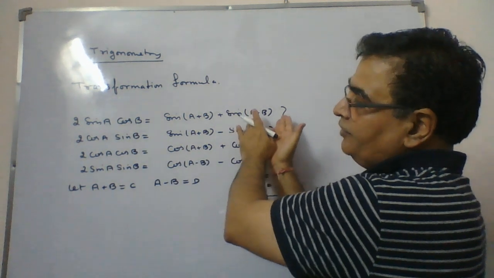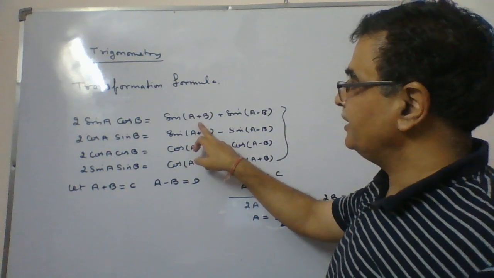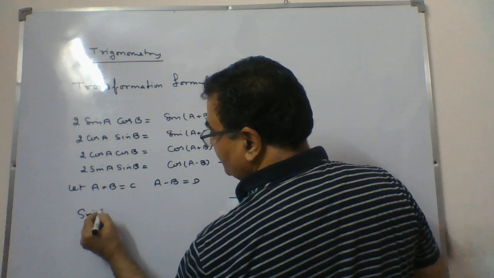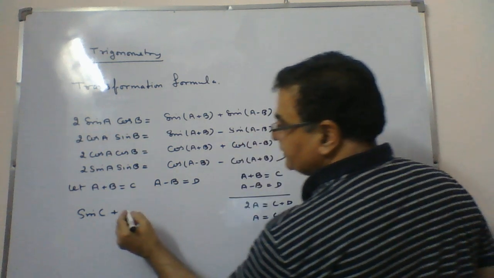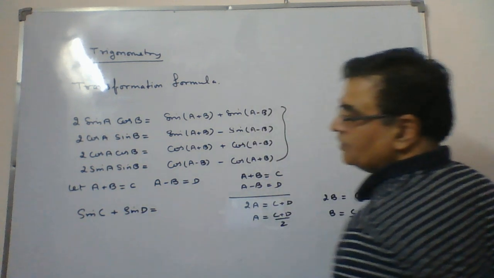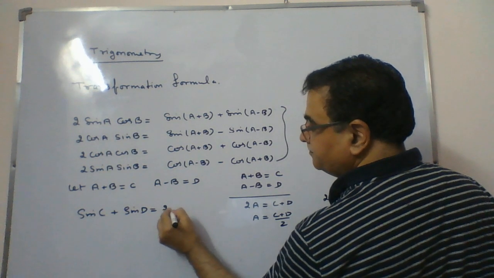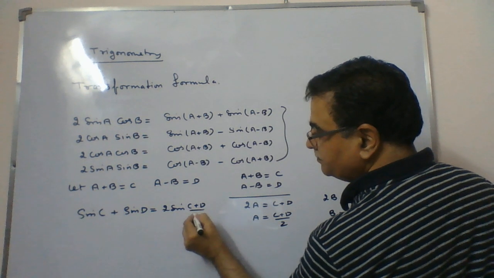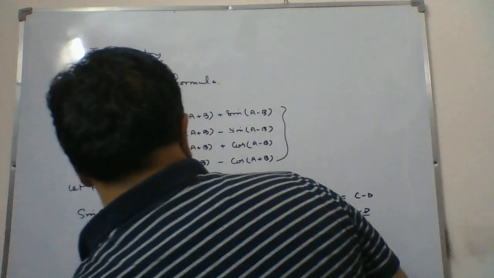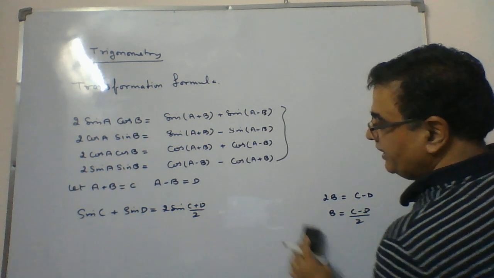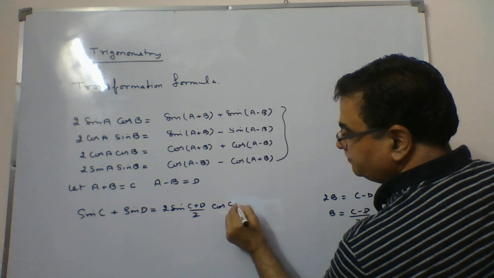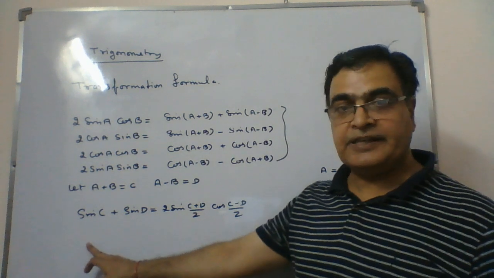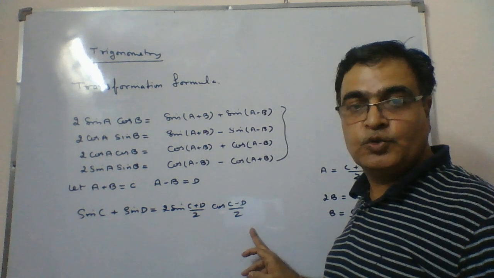So here, by using these results, now we are creating the formula. I'll write this result first and that result will be the second one. Just check here, sine A plus B. A plus B you have taken C. So I'll write this as sine of C plus sine D, equal to 2 sine, and what is A? A will be C plus D by 2. And then cos C minus D by 2. So we will say sine C plus sine D is 2 sine C plus D by 2 cos C minus D by 2.